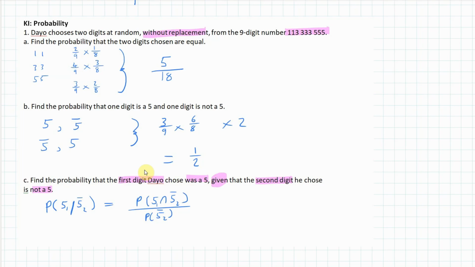So what's the chance of getting 5 intersection not 5? How do we work out that? Well, you getting a 5 the first time is 3/9. Not getting a 5 the second time is 6/8. Okay, that's that. What's the probability of not getting a 5 the second time?